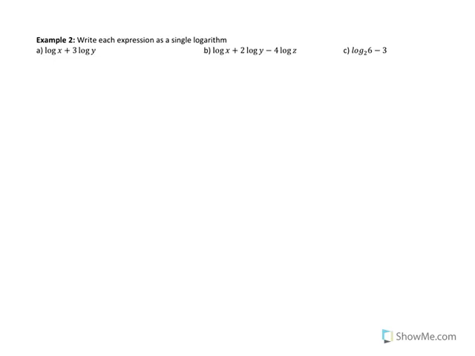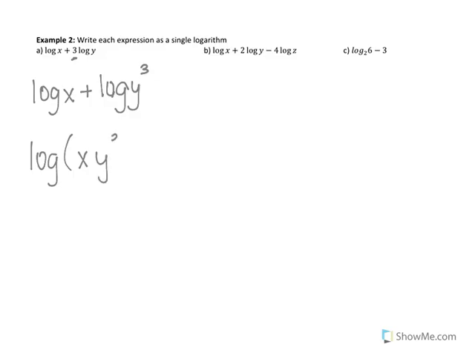So let's simplify this into one single logarithm. So we have log of x, and then we're going to first get this 3 up into the exponent. Plus log base y to the power of 3. And now I can rewrite it as a multiplication statement, so x times y to the power of 3. So that is one singular logarithm.